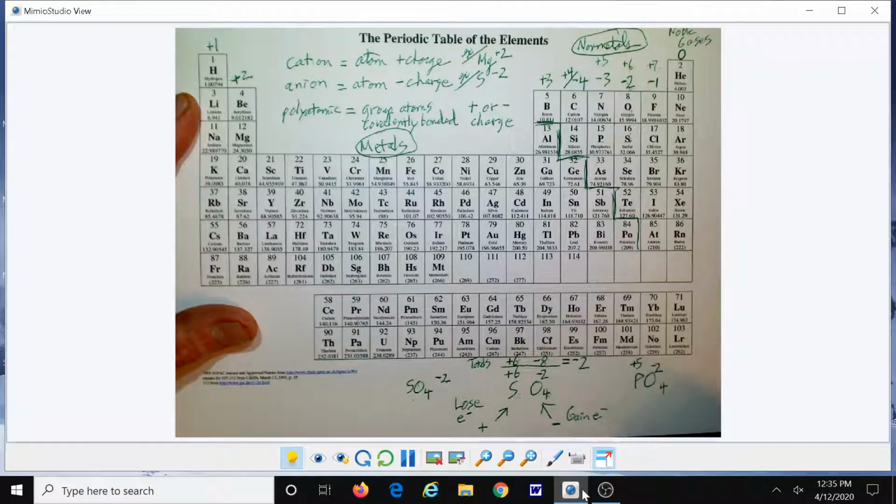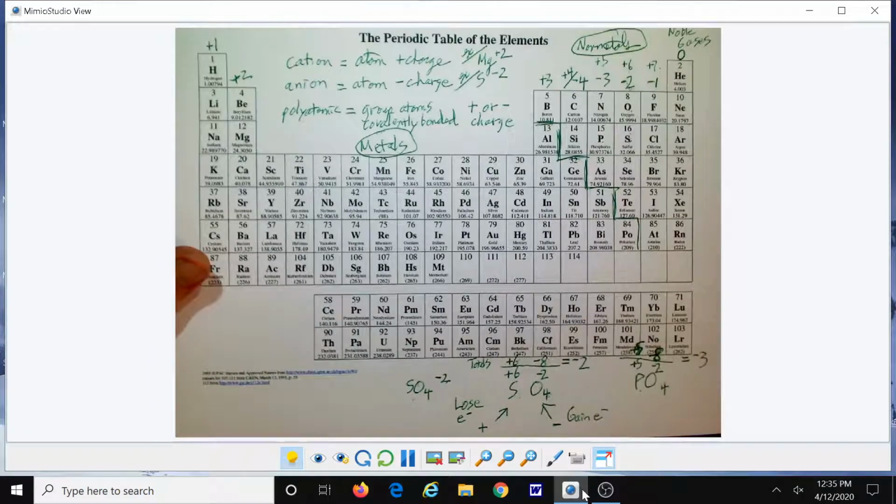So let's figure out what the totals are, okay? 4 times 2 gives me a -8. And 1 times 5 gives me a +5. Sorry, I'm kind of looking a little sloppy here. I should have written it a bit lower. So if you add up those totals, if you add up the +5 to the -8, what charge do you get? You get your -3. So PO4 has a charge of -3.